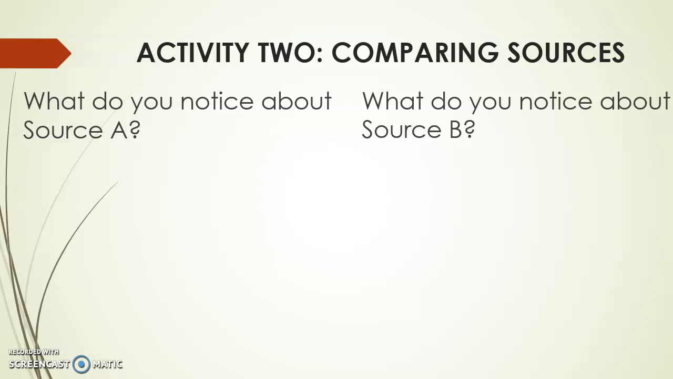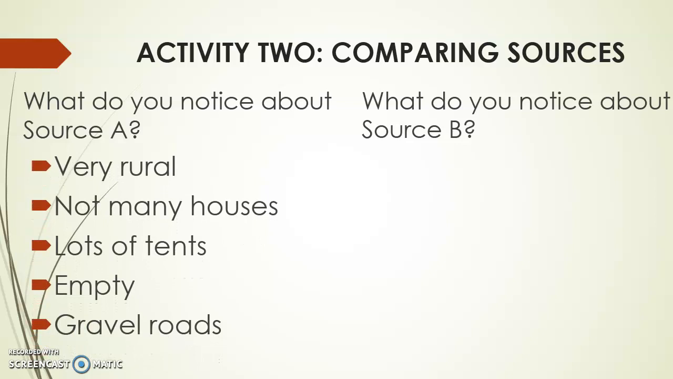Okay, so that is your minute up. Let's see what I have noticed about source A. We notice that it's very rural. There are not many houses. There's lots of tents. It's empty and there are gravel roads.